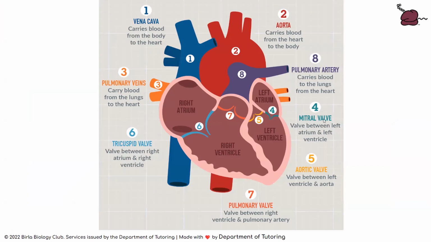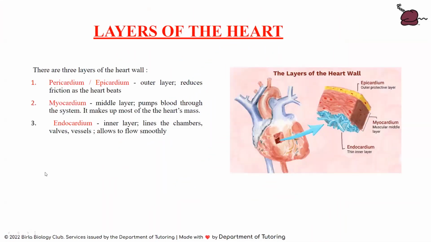Then we have the mitral valve, the valve between the left atrium and the left ventricle. The aortic valve is the valve between the left ventricle and the aorta. The pulmonary valve is the valve between the right ventricle and the pulmonary artery. The tricuspid valve is a valve between the right atrium and the right ventricle, and the pulmonary artery carries blood to the lungs from the heart. So here you can have a clear idea of the heart. Moving on, let's have a look at the layers of the heart. There are three layers of the heart wall.